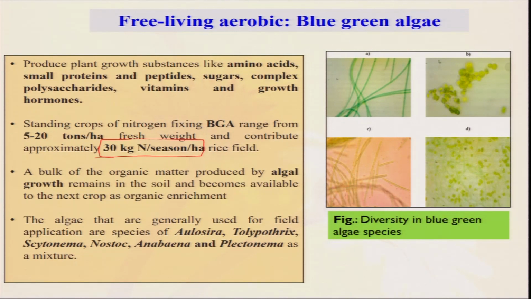Suppose a particular nitrogen dose is 100 kg per hectare, and 30 kg is supplied through only one species of BGA. So think how much fertilizer consumption, in India and across the globe, we can reduce. So we should always promote this type of free living aerobic cyanobacteria, that is blue green algae, and there are also other species: Aulosira, Tolypothrix, Scytonema, Nostoc, Anabaena and Plectonema.